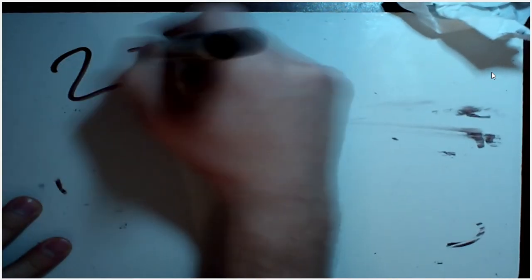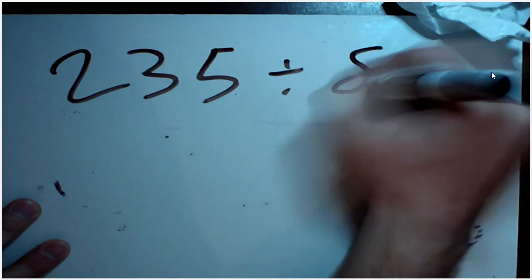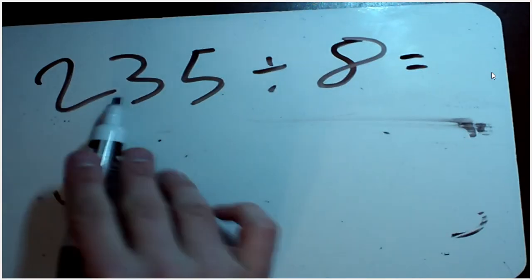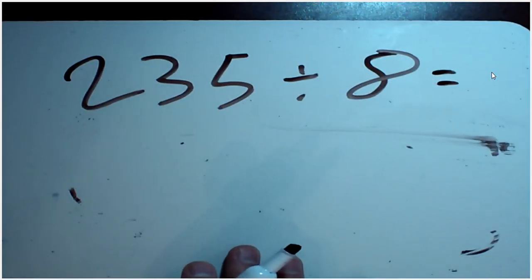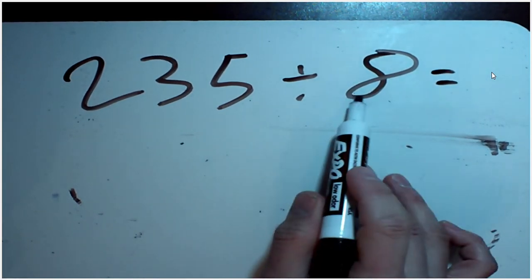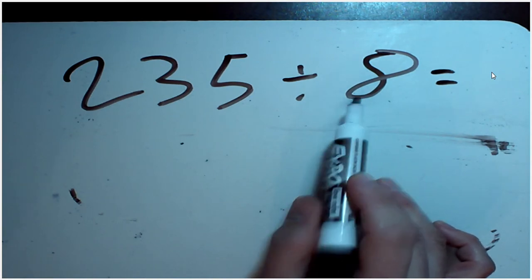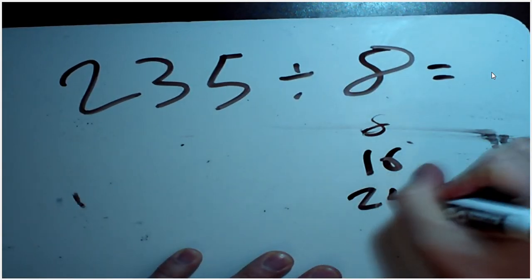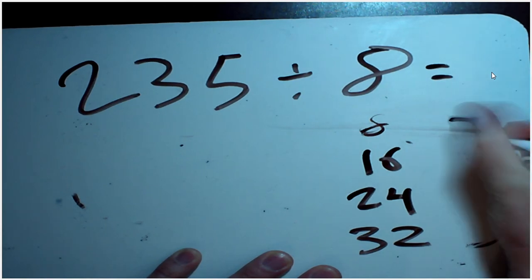So today, when you come across problems like 235 divided by 8, the first step would be to start thinking about your dividend and your divisor, and which one of these or both of these would make for a great compatible number. So I'm going to think of my factors of 8 right off the bat. 8, 16, 24, 32, 40.